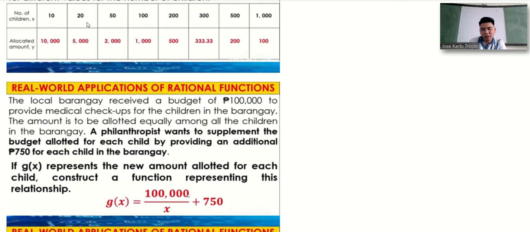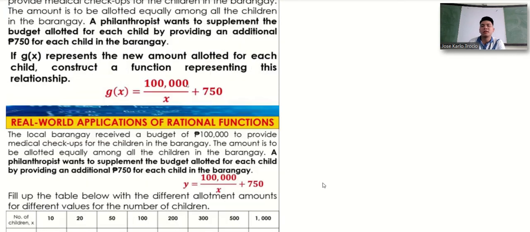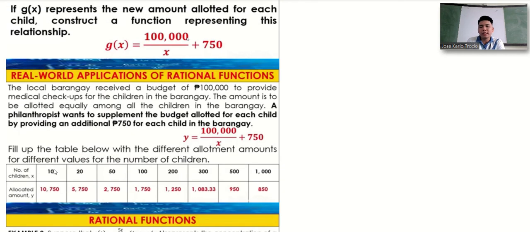Those children, which are 20 as population, will receive 5,000 pesos plus an additional 750 pesos each. Because if you add here 100,000 plus 750 pesos divided by x, they will not receive the amount 750 pesos. That will be divided into a very small amount. The same process, you have 10, so 100,000 divided by x, so 10,000 plus 750, that is 10,750 pesos, and so on.